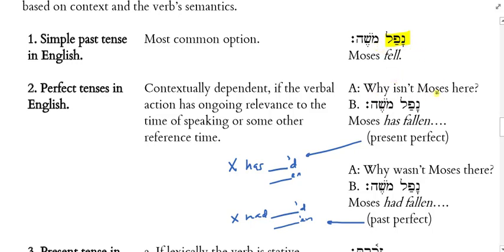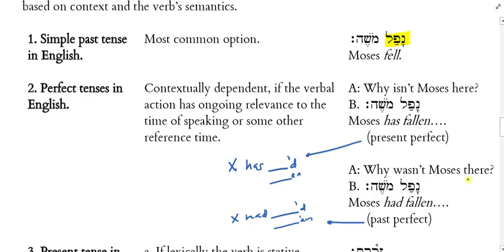But if contextually I'm asking a question like, why isn't Moses here? And someone says, Nafal Moshe, then I would probably want to translate that with a present perfect tense form in English. Moses has fallen. In other words, he fell, and his falling has some ongoing relevance to the time now that you're asking me, why isn't he here now? He has fallen.